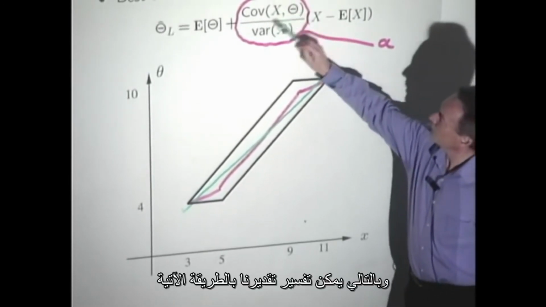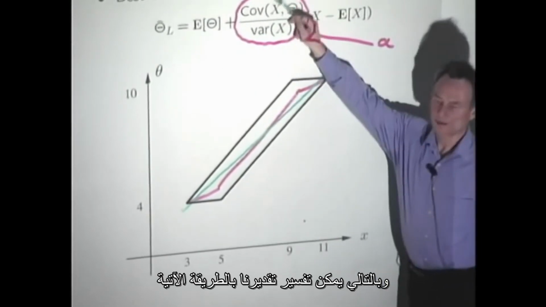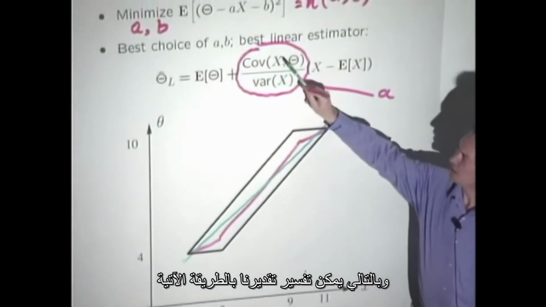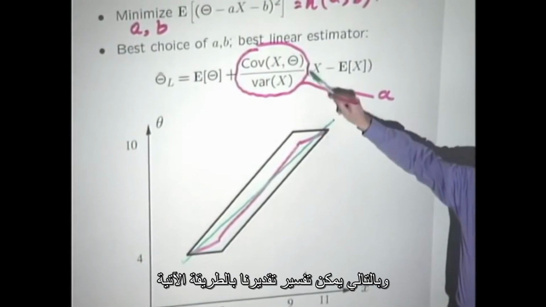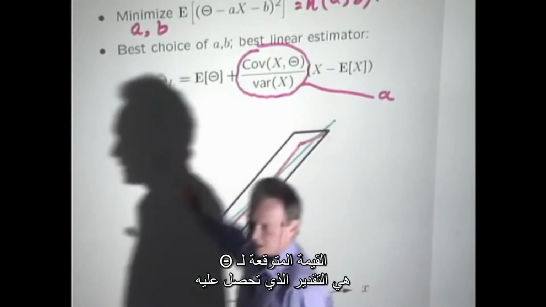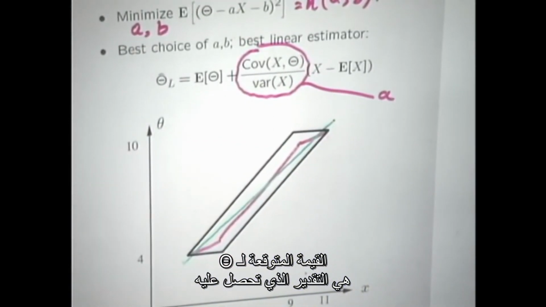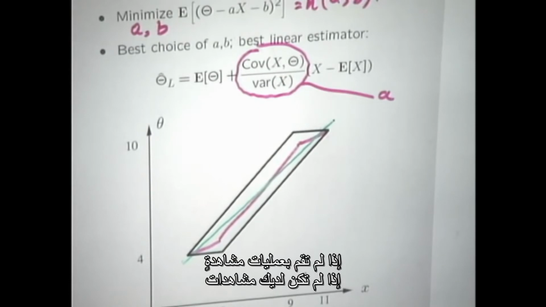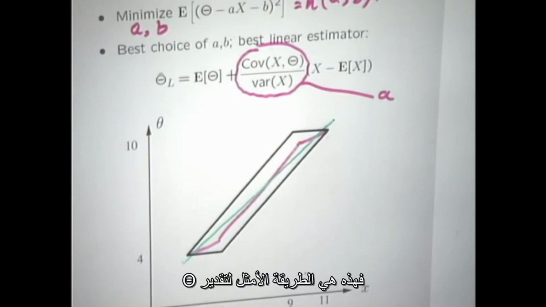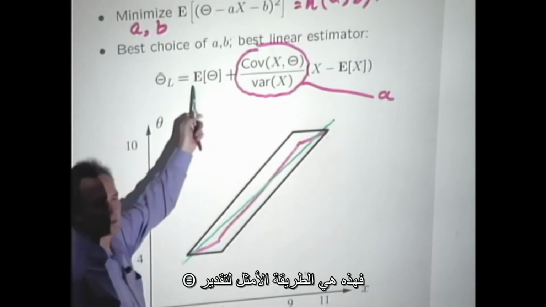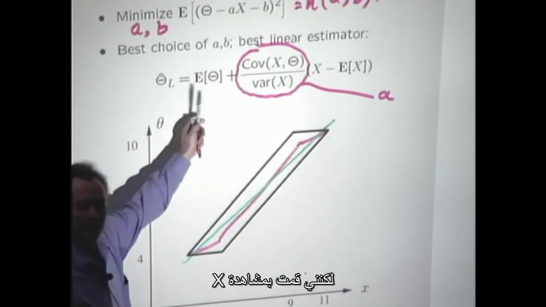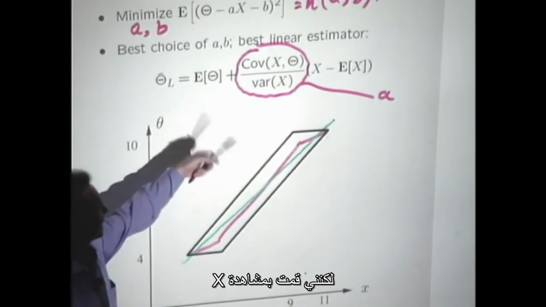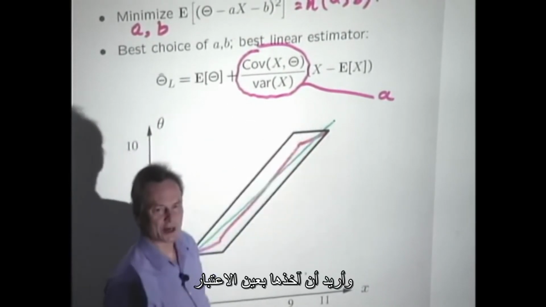And so our estimate can be interpreted in the following way. The expected value of theta is the estimate that you would come up with if you didn't have any information about theta. If you don't make any observations, this is the best way of estimating theta. But I have made an observation, x, and I need to take it into account.